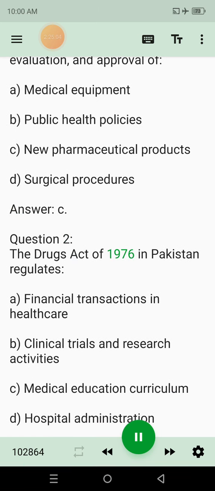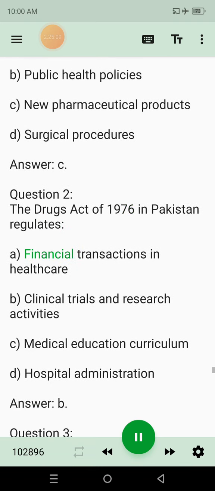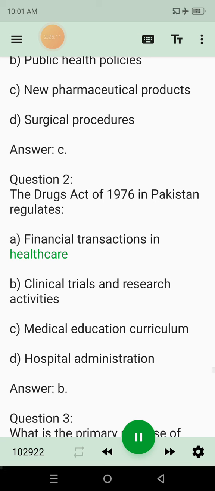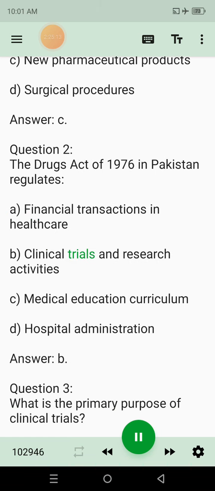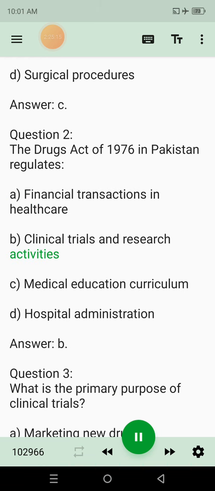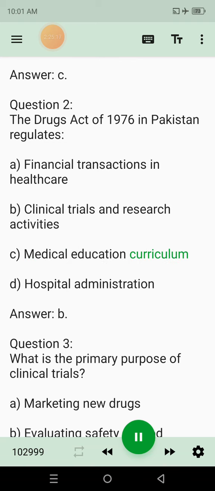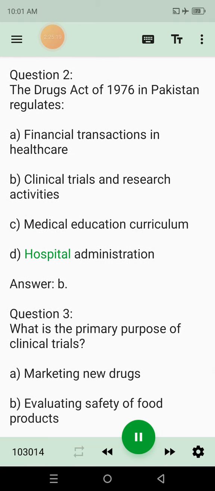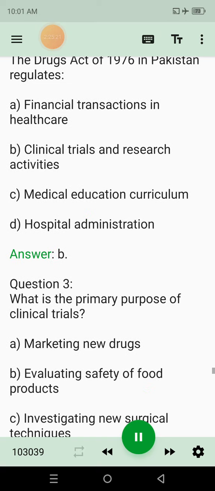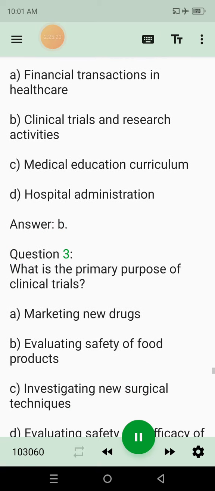Question 2. The Drugs Act of 1976 in Pakistan regulates: A. Financial transactions in healthcare. B. Clinical trials and research activities. C. Medical education curriculum. D. Hospital administration. Answer: B.